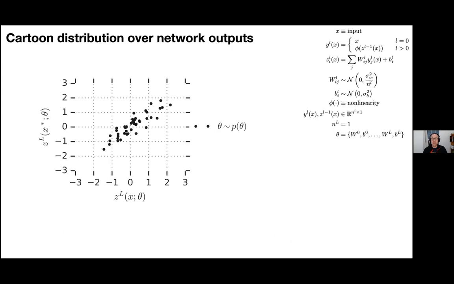I should pause for a moment and ask, did this cartoon representation make sense? I'm sorry, but what does capital L represent? So the superscript L is the layer in the deep network, and capital L is the top layer in the network.